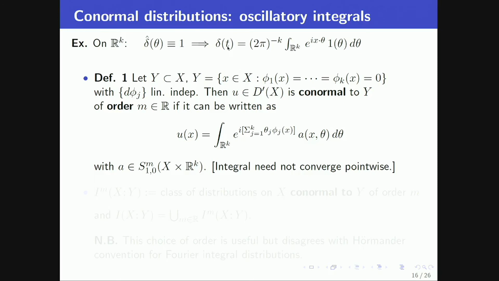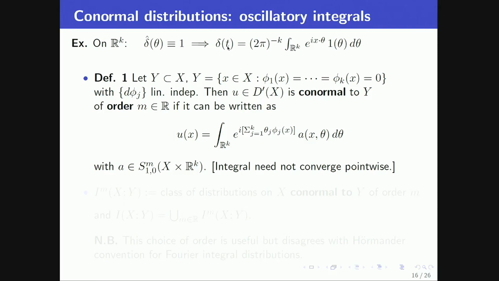So now we want to think of this representation and generalize it. We want to possibly change the symbol 1 of theta to a general symbol, not necessarily of order 0. So it could be a symbol a of x, theta. Oh, this should be a t. Sorry about that. E to the i t dot theta. And we want to consider a phase function here, which is somewhat more general.